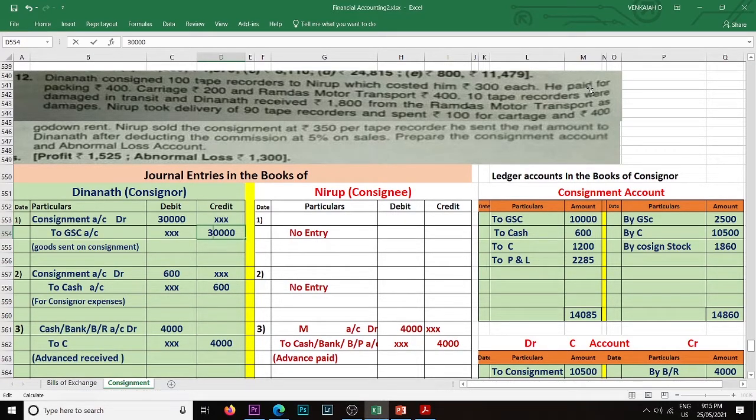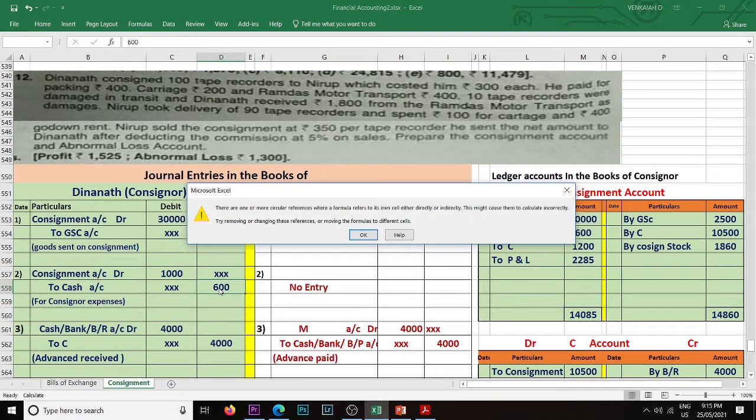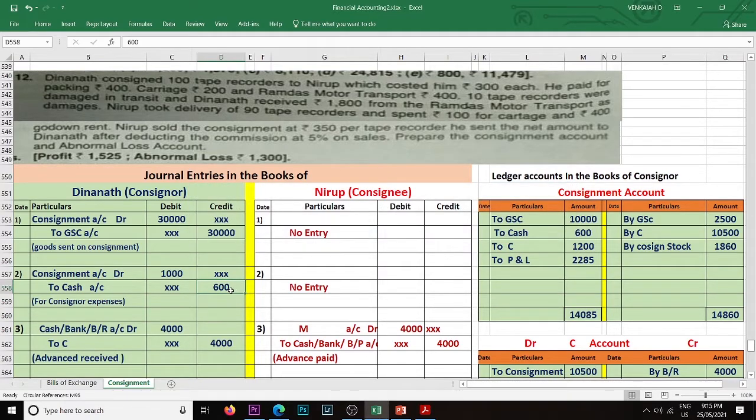He paid. Who paid? Dinanath, the consignor. Paid 400 for packing and carriage 200. So 600 is consignor expenses. And Ramdas Motor Transport 400. Total 1,000. Consignor expenses are 1,000. So the tape recorders are transported through SRMT, Sri Ramdas Motor Transport.